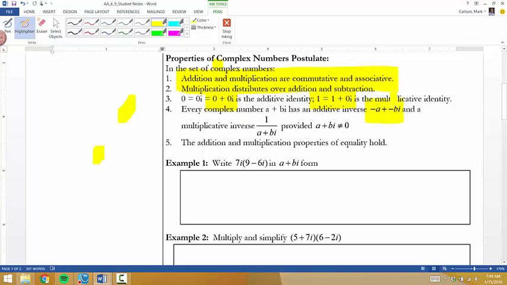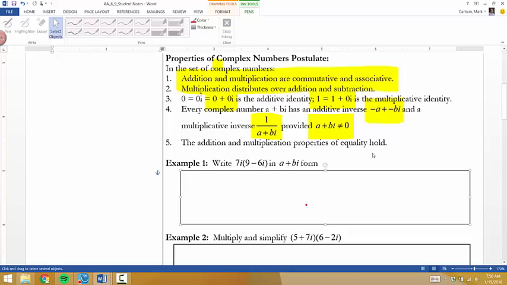The multiplicative inverse is the same idea. We have a multiplicative inverse that says if I multiply a plus bi by 1 over a plus bi, it undoes itself and gives us the value of 1. This is all provided that a plus bi is not equal to 0. And then finally, the last property here: the addition and multiplication properties of equality hold. If you think about what we've done with addition and multiplication properties throughout your learning about real numbers, those hold for complex numbers as well.